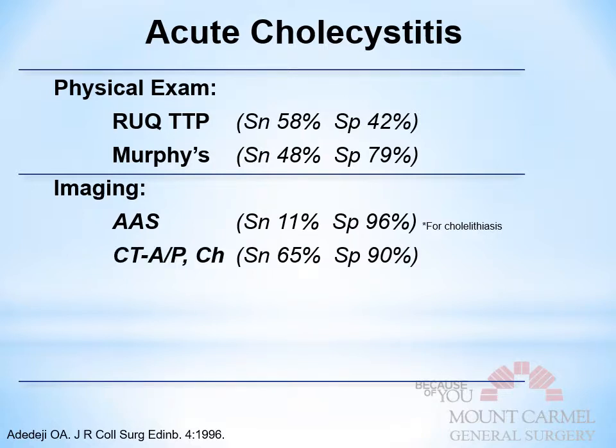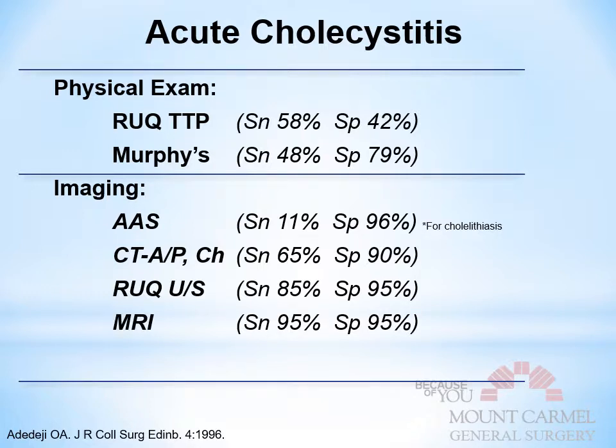Moving along, a CT of the abdomen, pelvis, and chest. The reason I put the chest in there is, remember, the chest does overlap significantly, and oftentimes these patients have chest findings due to gallbladder stones and whatnot. Sensitivity is 65%, specificity is 90% for acute cholecystitis. And a right upper quadrant ultrasound has a specificity of 95%. It's a very high sensitivity as well.